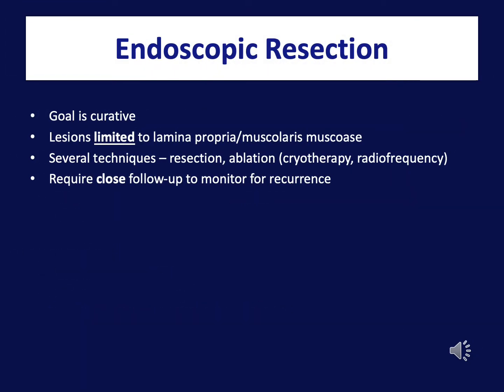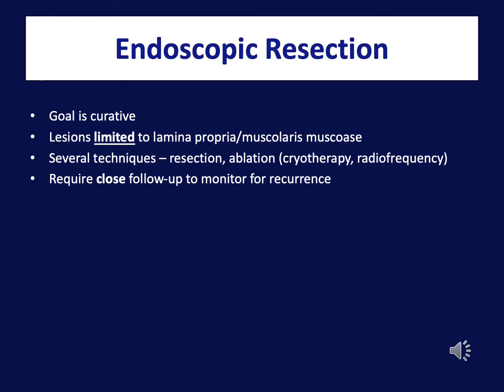So the first one is endoscopic resection. Most patients that present are far beyond this stage, but it's important to know about. So the intent is curative and it's for cancers that are small and localized to the muscularis mucosa or the lamina propria. There are several techniques. So an OGD is done. From there, the cancer can be excised or it can be ablated.